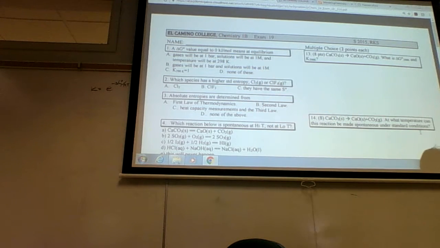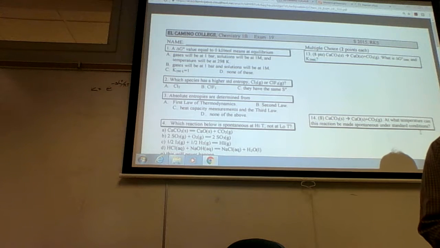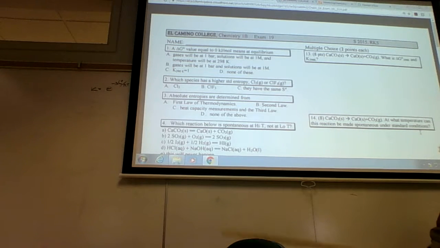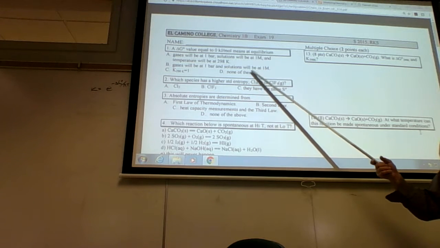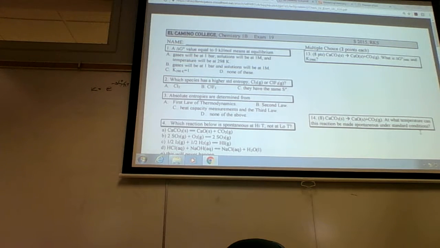We set delta G naught equal to 0 because we want to figure out the temperature at which K will equal 1. But why do we want the temperature at which K equals 1? Because then it will be at equilibrium under standard conditions. This always throws people off for a loop, because they never quite get it, and even my explanation doesn't really quite get it. But the explanation is this: you're under standard conditions, and there's got to be an equilibrium under standard conditions.